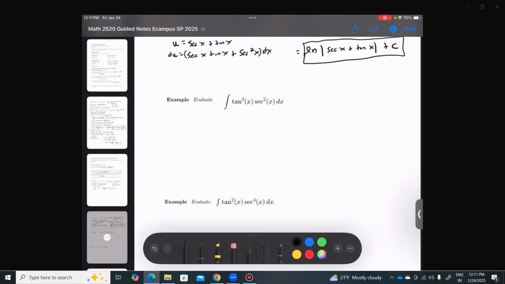I think the best way is this: let w equal tangent x, and then dw equal secant squared x dx. And so we end up with w cubed dw, which is much easier to integrate. W to the fourth over 4, which is going to become tangent x to the fourth over 4 plus c.